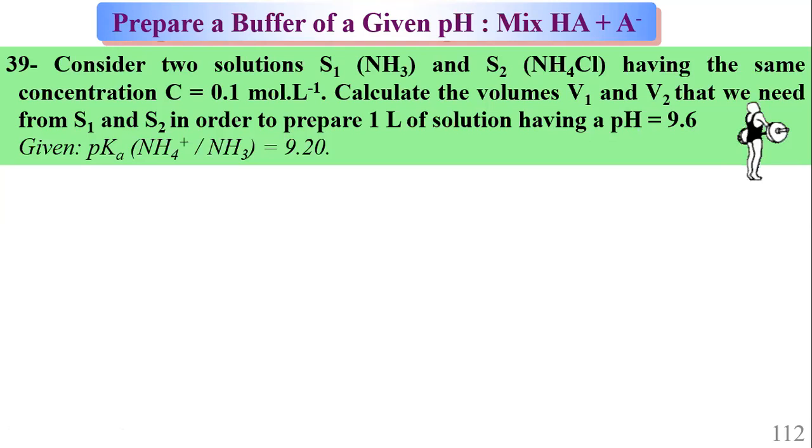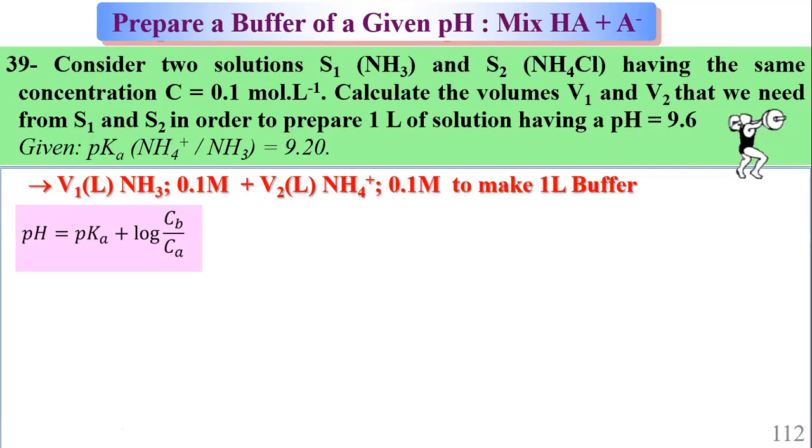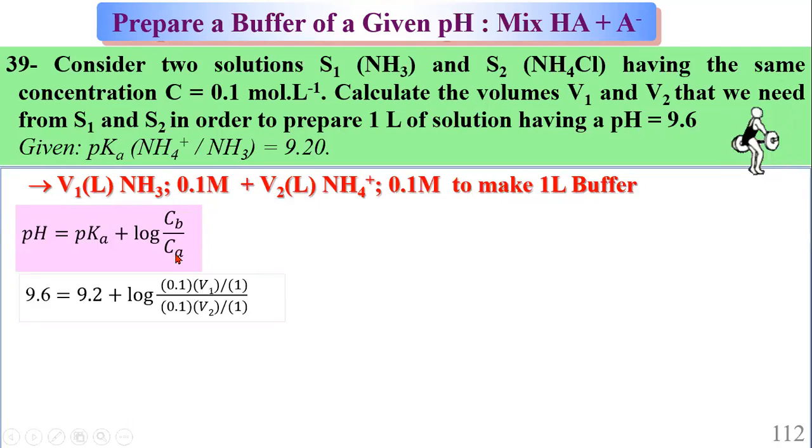Of course, they don't tell you that this is a buffer, okay? Well, okay, but you have to know that the minute I mix ammonia with ammonium, this type of solution is a buffer. And once you know that, you're making 1 liter of a buffer and you have the pH of the buffer that you're making. So what do you use? Henderson, exactly. With the concentration of the base divided by concentration of the acid in the buffer.